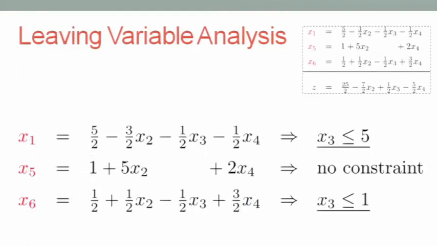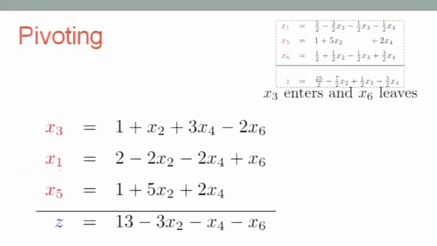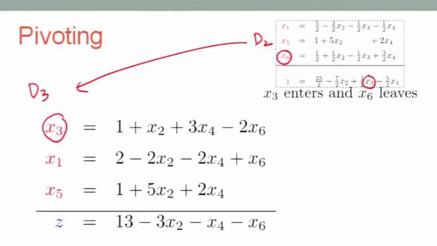So this summarizes it. x1 says x3 less than or equal to 5, x6 says x3 less than or equal to 1, and this says no constraint. So this is the leaving variable. Therefore you do one more step of pivoting. We started from dictionary D2, and you're going to get a new dictionary D3 from pivoting. x3 enters, x6 leaves, so x3 is now here and x6 is now here.